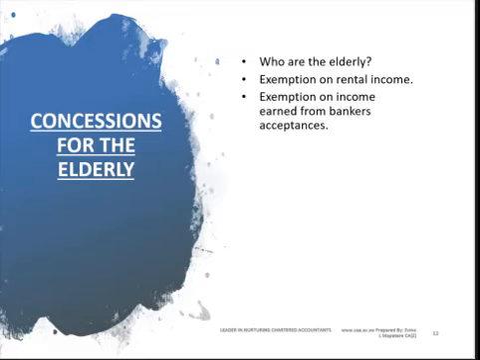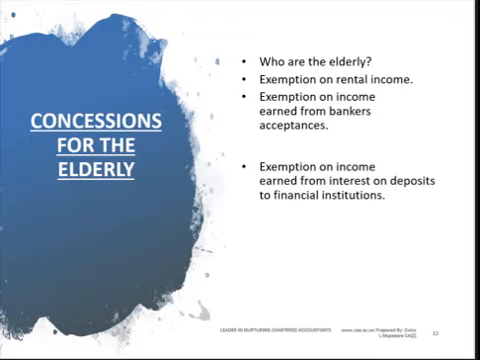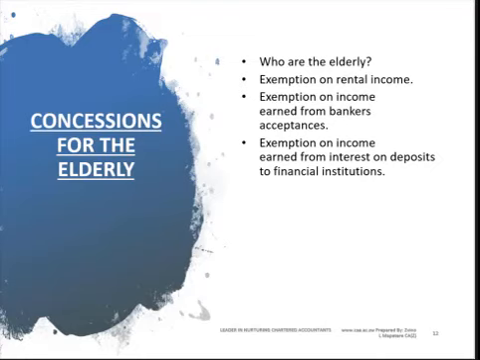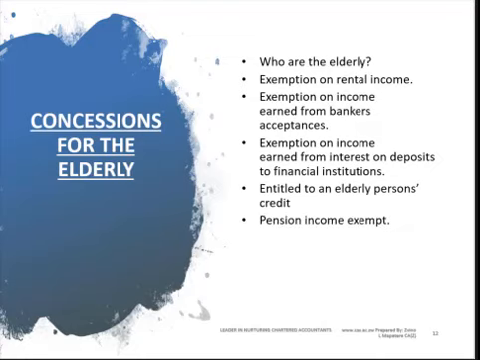So too is your bursary. The first 3,000 that he earns from a bursary is exempt from gross income. We also now look at the interest earned on deposits from financial institutions. There's also a credit that an elderly person is entitled to, which is 900 per year. And also any pension receipts for an elderly person are all exempt from gross income.